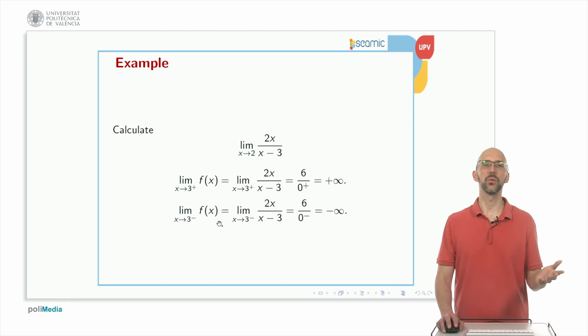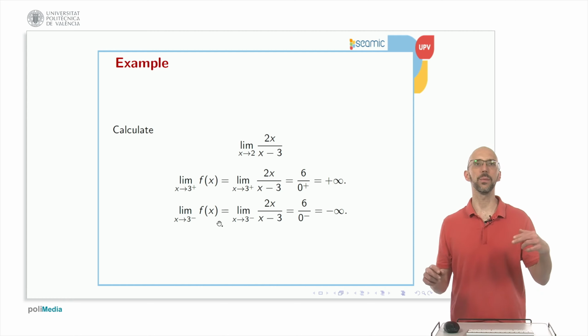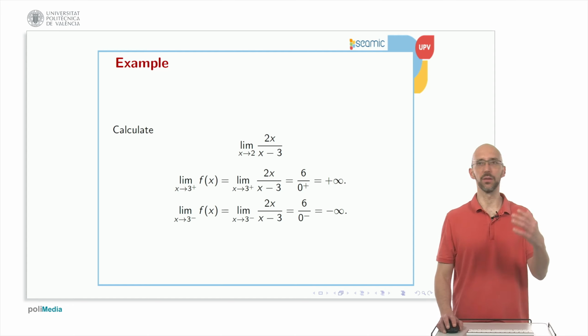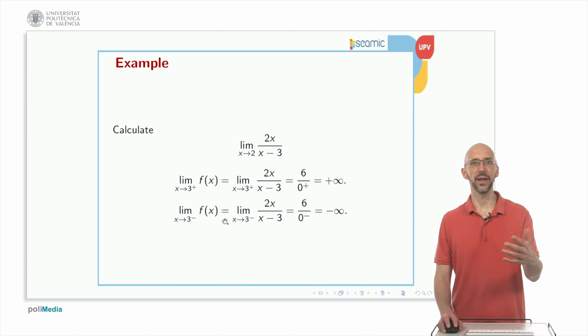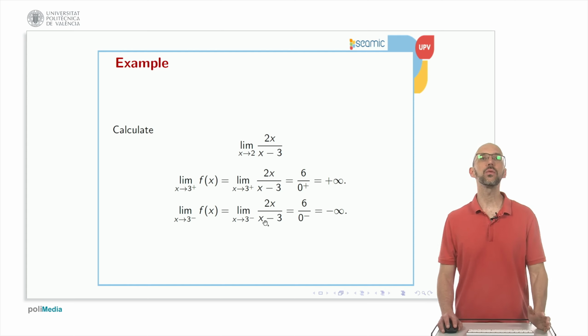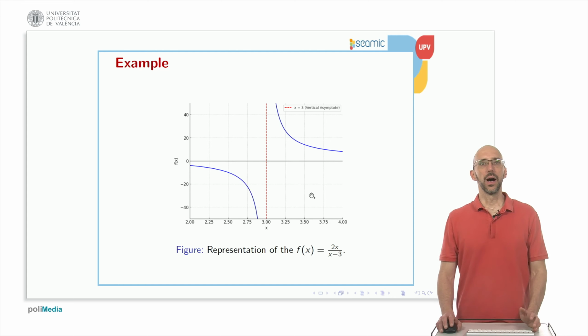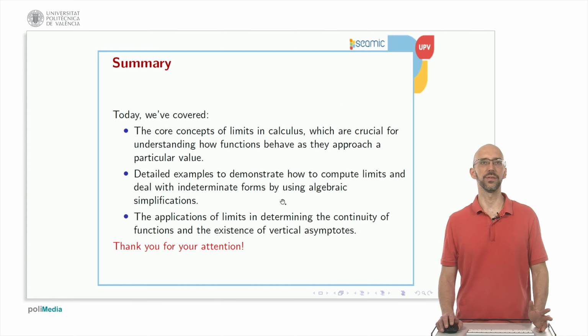The same happens when we try to calculate the limit from the left. In this case, we take values from the left of 3, 2.9, 2.99, for example. When you replace in the function, 2.99 minus 3 is negative. So that is the reason we put negative infinity. As you can see, here is the representation of this function. When we approach from the right, it goes to plus infinity. When we approach from the left, it goes to minus infinity.